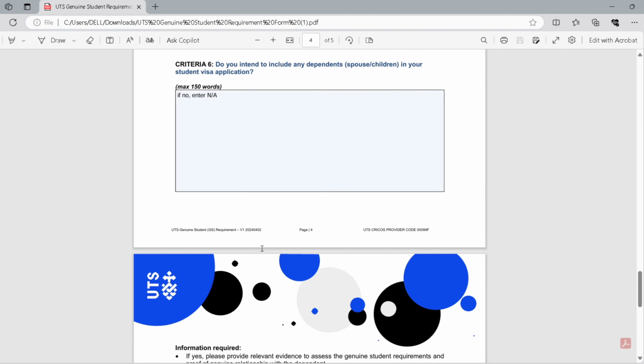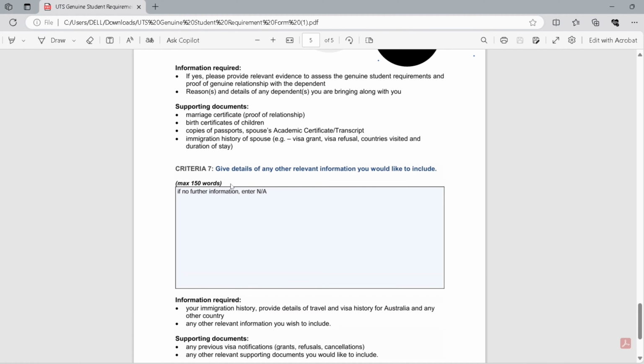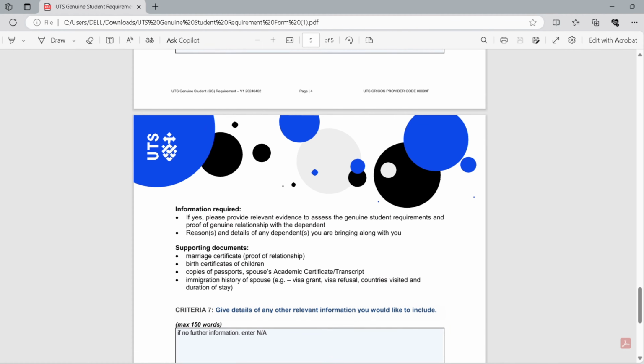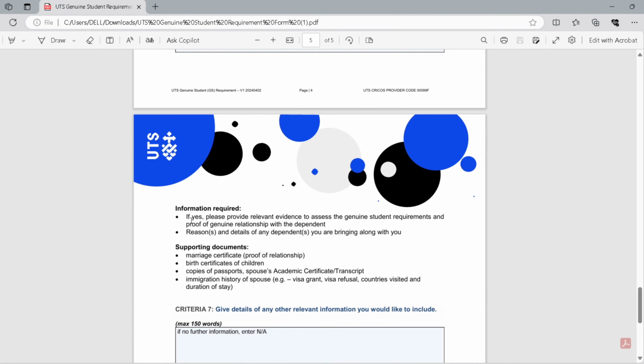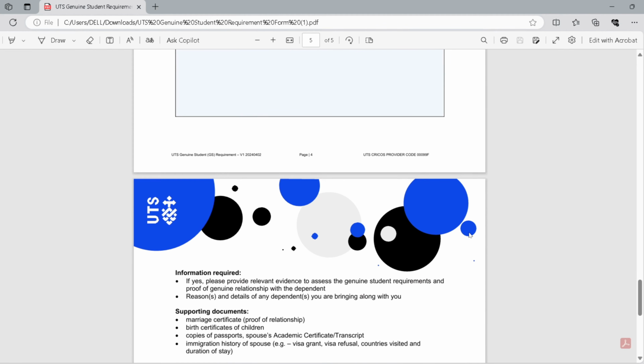So there are a total of 7 questions that need to be answered, and they have provided the information required, which gives you an idea of what exactly you have to write in your answer.